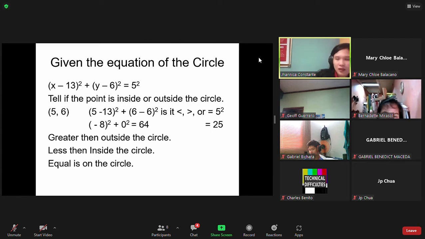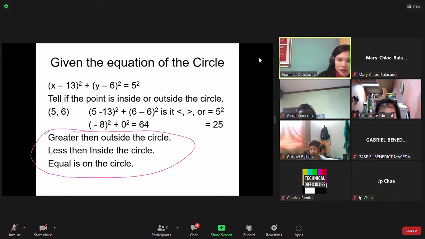So that's how you can classify or identify if the given point is outside the circle, inside the circle, or on the circle. If we have a statement of greater than, that's outside. If we have a less than statement, it will be inside the circle. If it's equal, it means the point is on the circle.